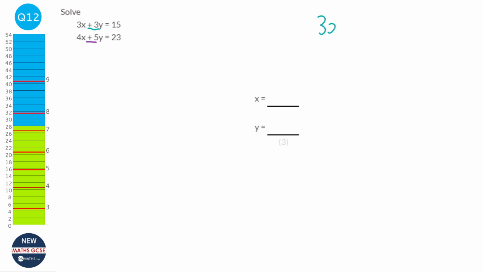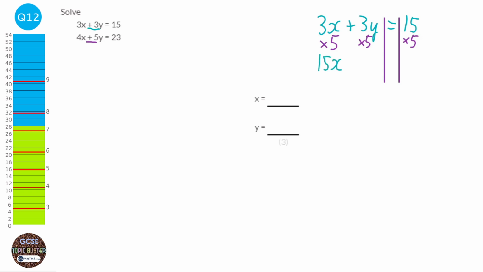So we're going to start off with the 3x plus 3y equals 15, and get our lines in, because what we're going to do is times everything by 5 to make that second one 15. So we are going to have 15x plus 15y, and then 15 times 5, which is 75.